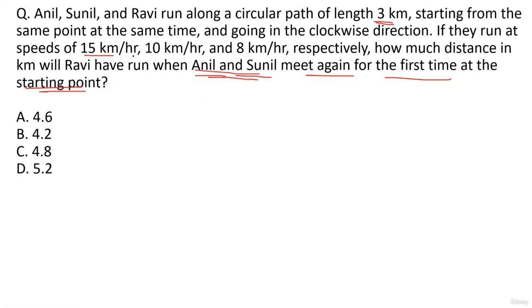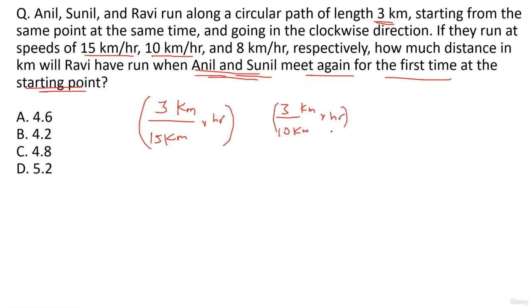Anil's speed is 15 kilometers per hour, Sunil's speed is 10 kilometers per hour. When will Anil come to the starting point? See, the distance is 3 kilometers, guys, Anil's speed is 15 kilometers per hour, so the time taken for Anil to reach the starting point is this. What about Sunil? His speed is 10 kilometers per hour, the distance is 3 kilometers, so distance upon speed is the required time.